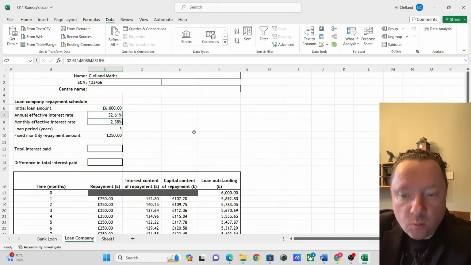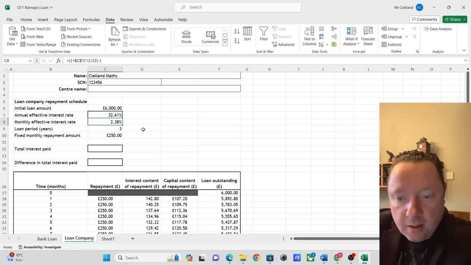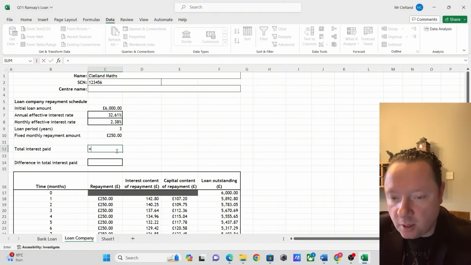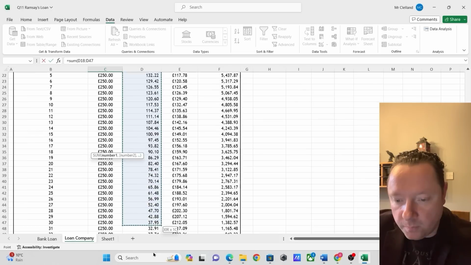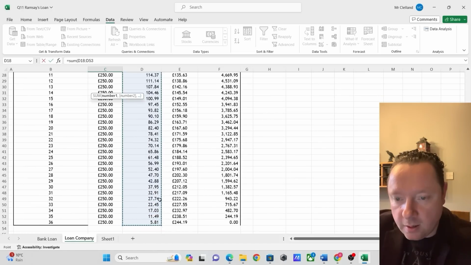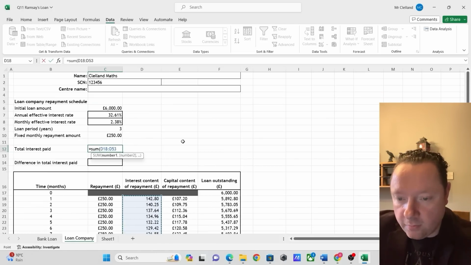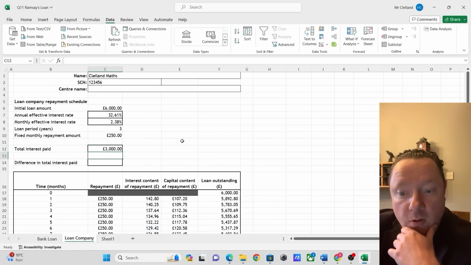It's 32.61 and a bunch of decimals, and the monthly interest rate is going to be 2.38 and a bunch of decimals, but that's fine. We can just leave that as it is. To get the total interest paid, we just need to do a sum, remember, sum of all the interest. So starting here and going all the way down to the bottom. And that gives us £3,000 of interest is paid.